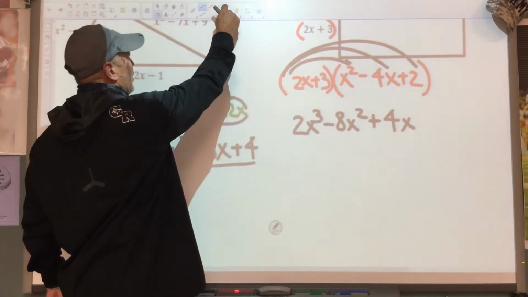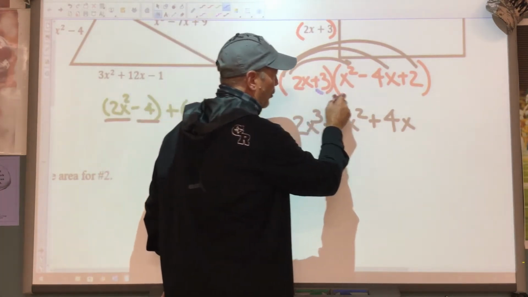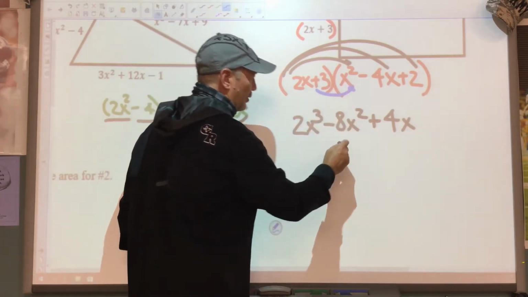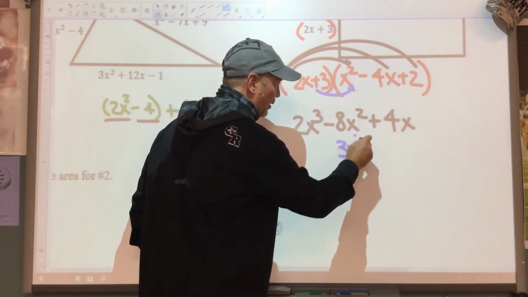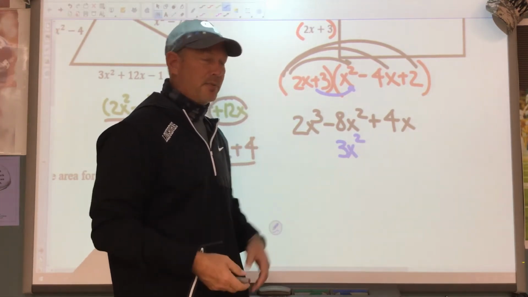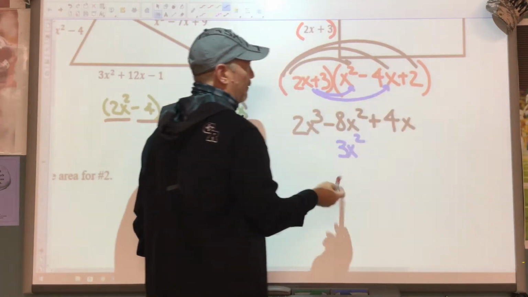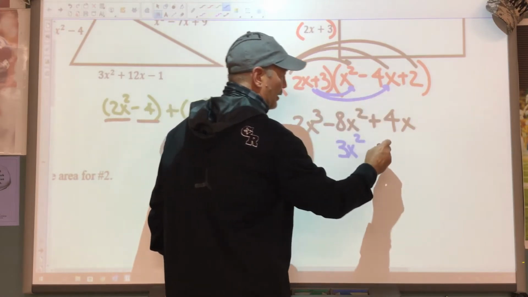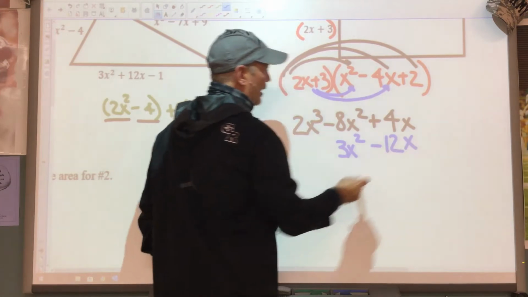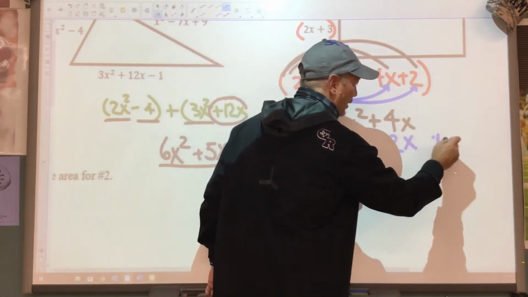And then we're going to use the second term. We got to use the 3. And we're going to say 3 times x squared. 3 times x squared is 3x squared. We're going to stack our like terms so it's easier to combine like terms in just a second. We're going to say 3 times negative 4. 3 times negative 4 is a negative 12x. And then we're going to go 3 times 2 is a positive 6.